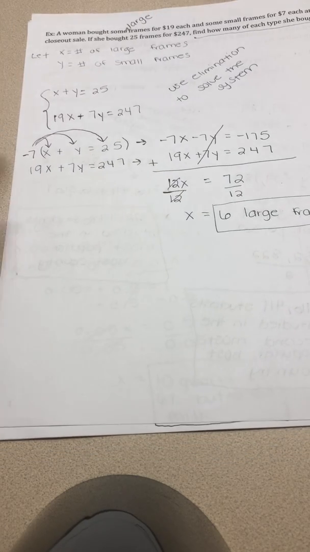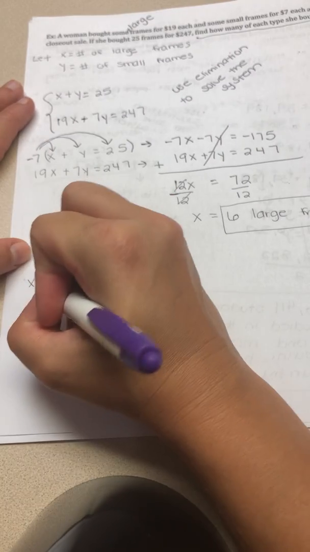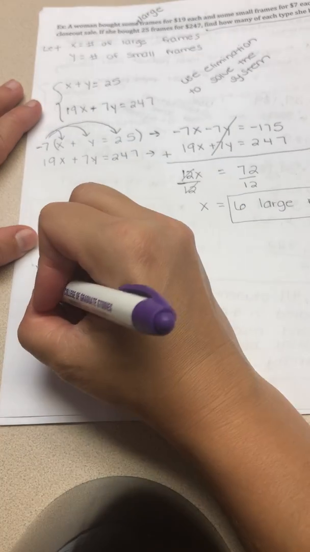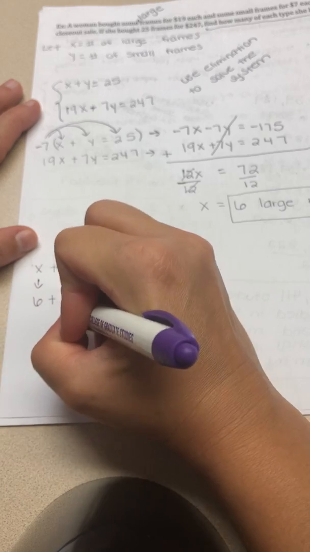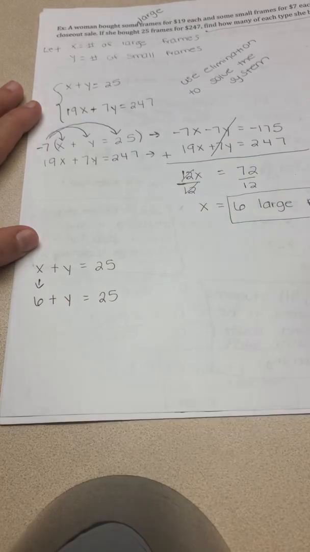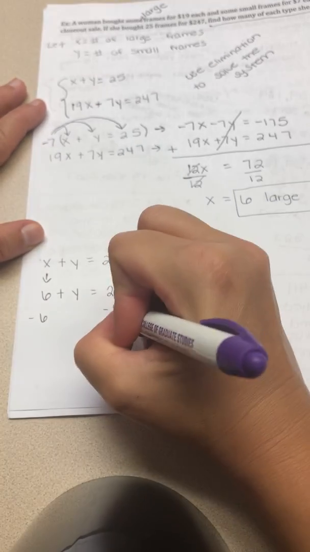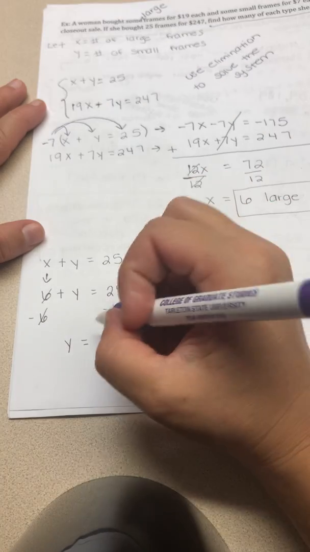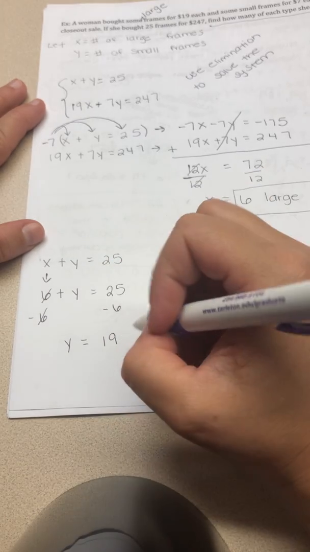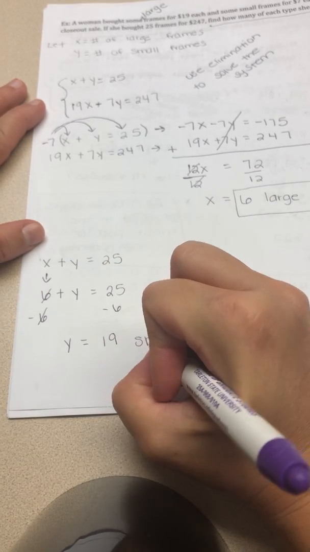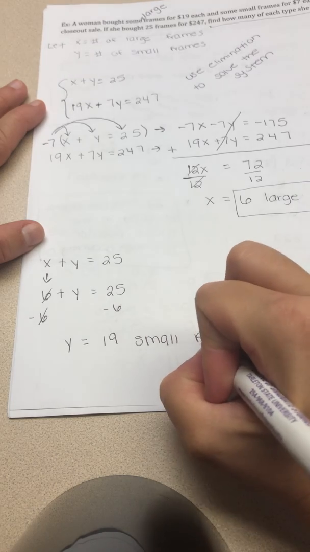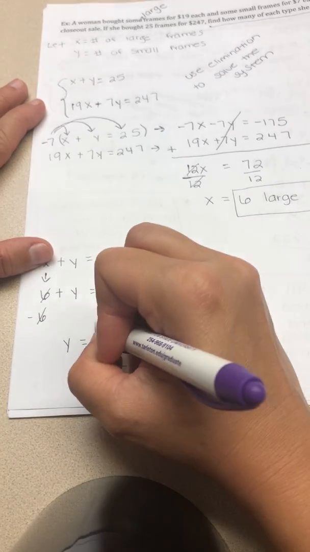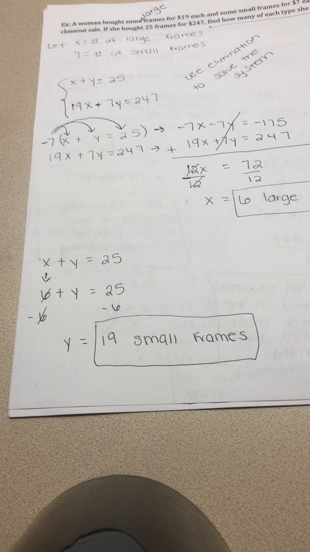So plugging that back into either equation, I'm going to choose to plug it into the first one because it looks easier. X plus Y equals 25. We know X is 6, so 6 plus Y equals 25. Getting Y by itself, we're going to subtract 6 from both sides. We are left with Y equals 25 minus 6 is 19. And 19 is the number of small frames, so 19 small frames. And there we go. Another one's done.